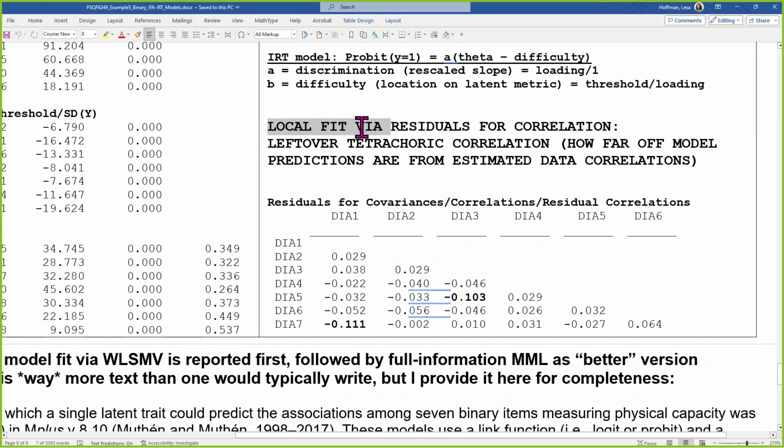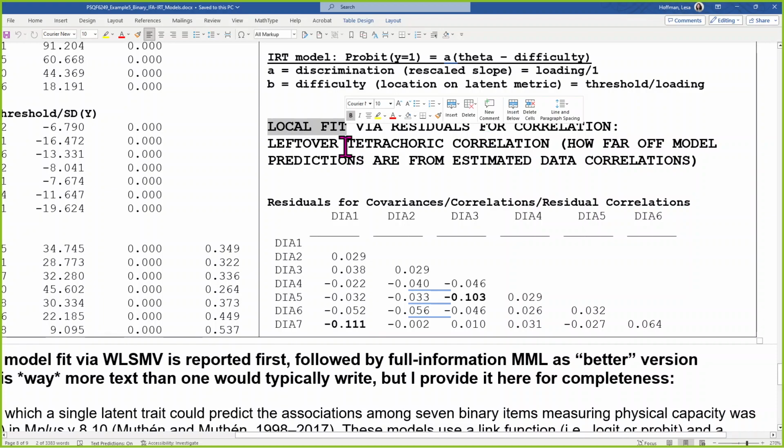Local fit. So in CFA land, what did we use to assess local fit? Remember this vocabulary? What is the idea of local fit? Let's start there. Underestimating certain correlations. Yes, it's a point by point assessment of whether we are over predicting, under predicting, or right on. So local fit is essential in helping you figure out why your global fit is bad. Like where is the mismatch occurring?